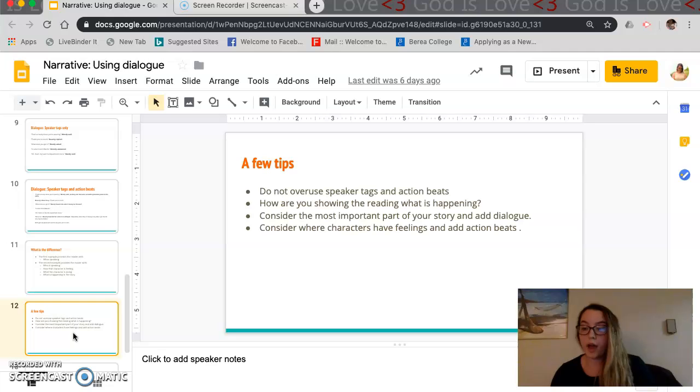And after you do that, I want you to find two places where you can add speaker tags in your narrative and add those. And then also find either two separate spots where you can add action beats or add action beats to those speaker tags. So in total, I want you to go back and add 3 speaker tags and 3 action beats to your narrative.